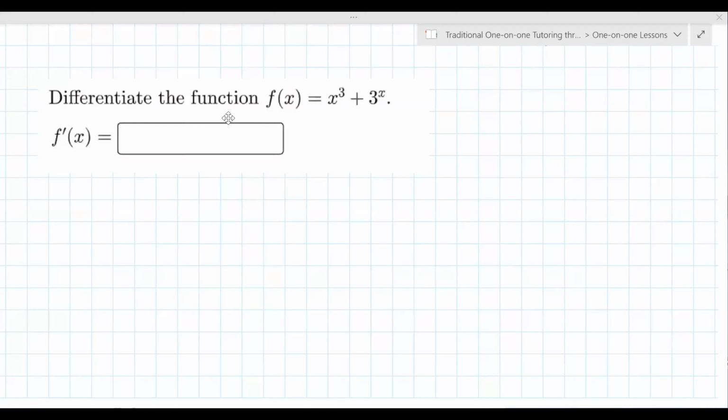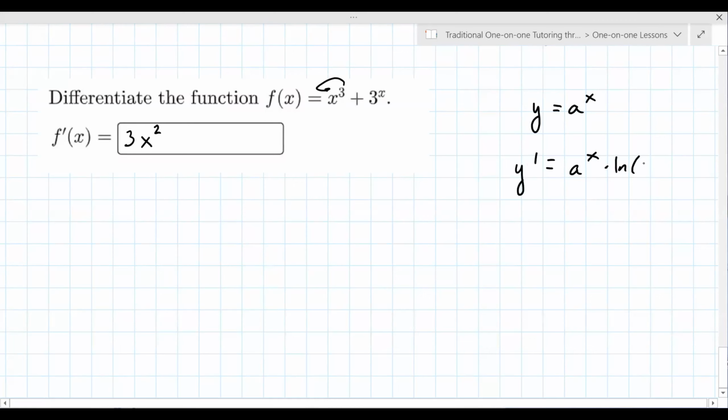Now, when your y is equal to a to the x, which is what you have here, your derivative is itself times the natural log of a. All right. So this is 3 to the x times log 3. Natural log of 3, yeah.